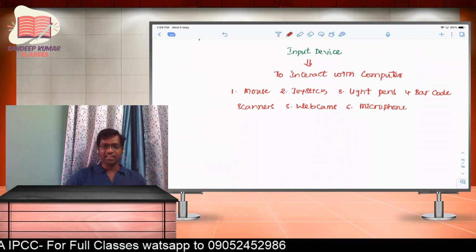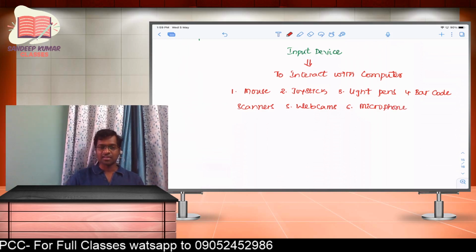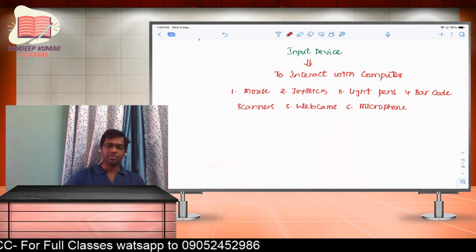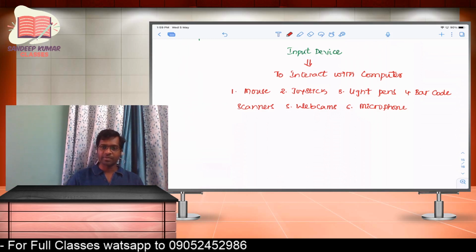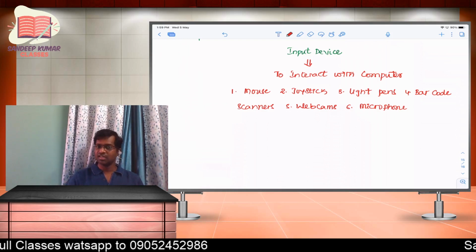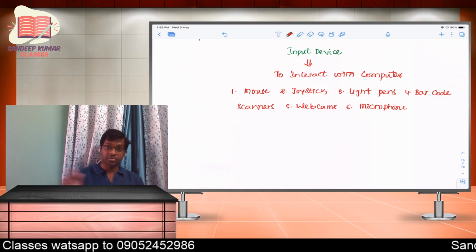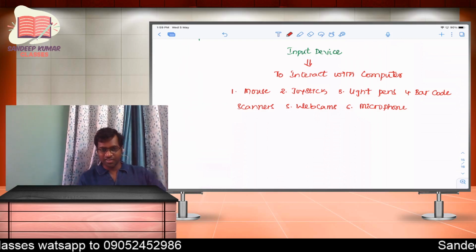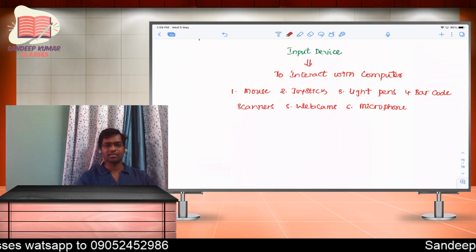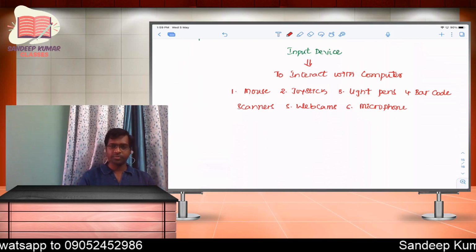Because they'll give you an MCQ saying, which of the following are called input devices? Option A, mouse. Option B, webcam. Option C, microphone. Option D, all of the above. So the answer is all of the above. You are supposed to answer carefully, because all of the above and none of the above are dangerous.